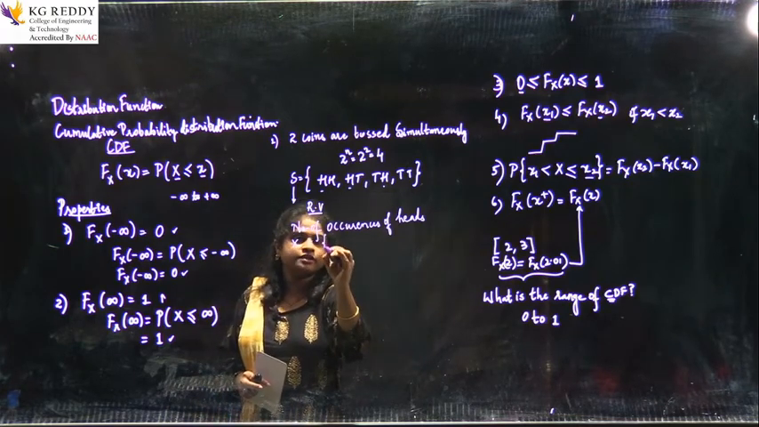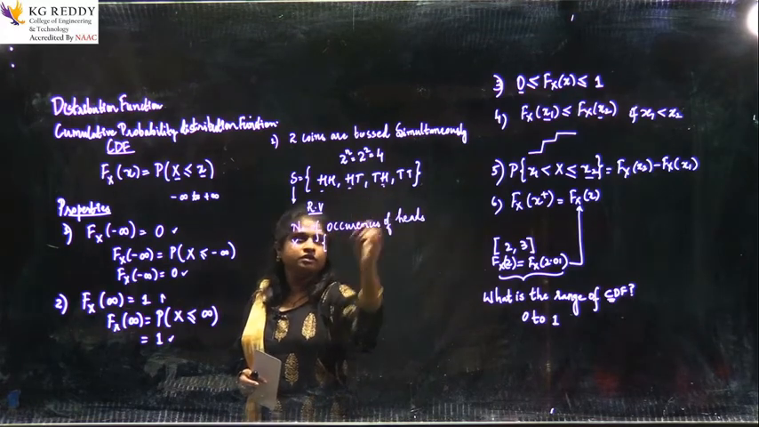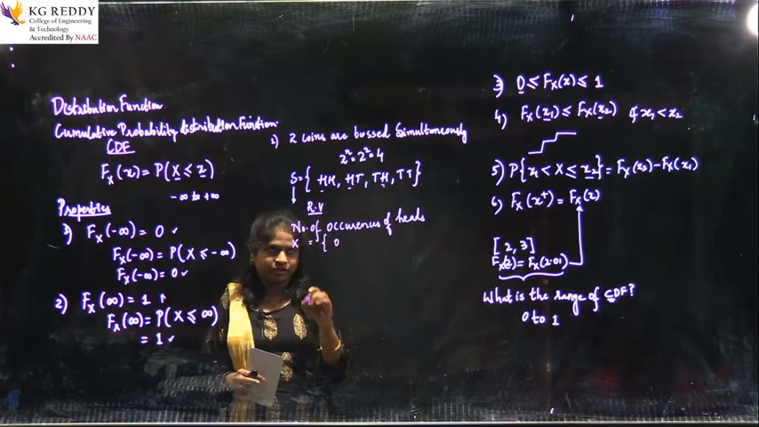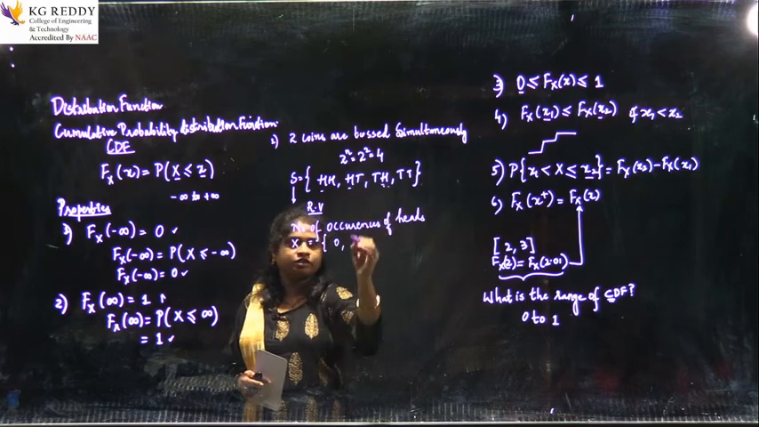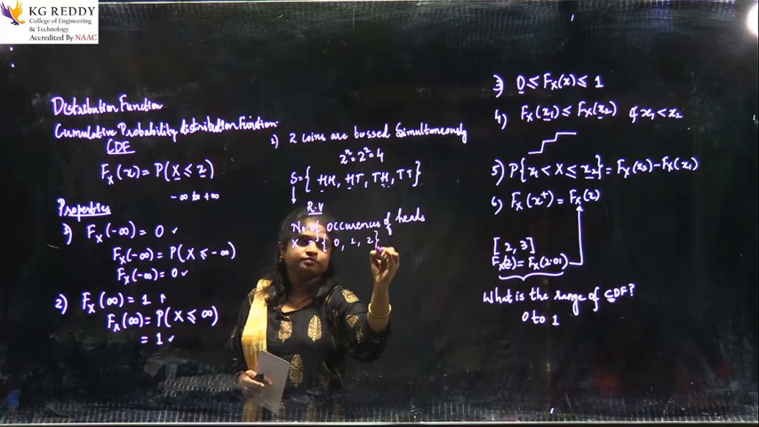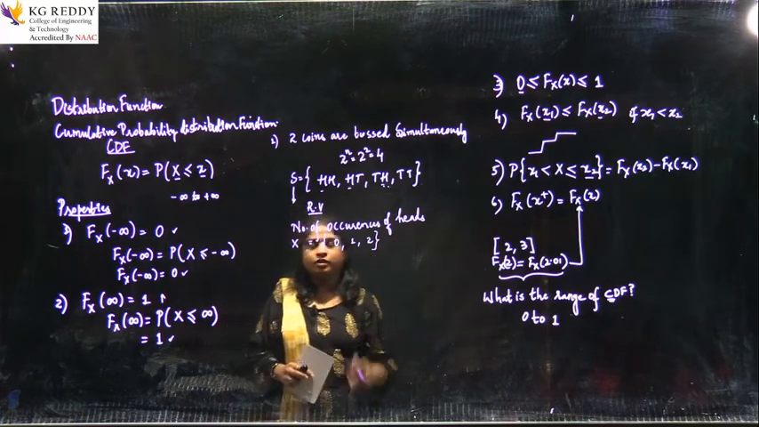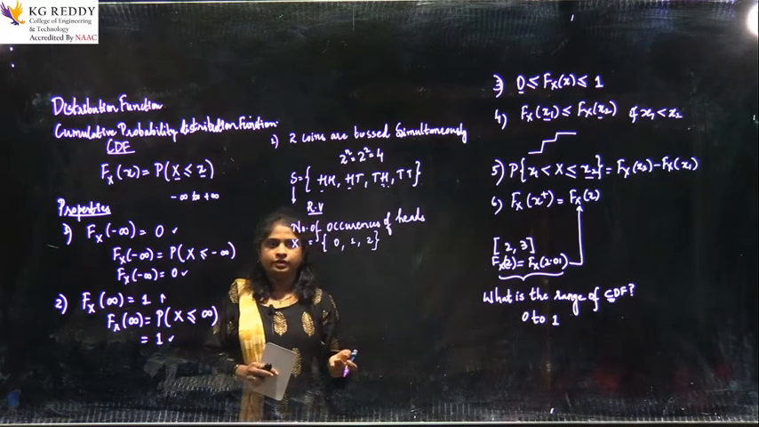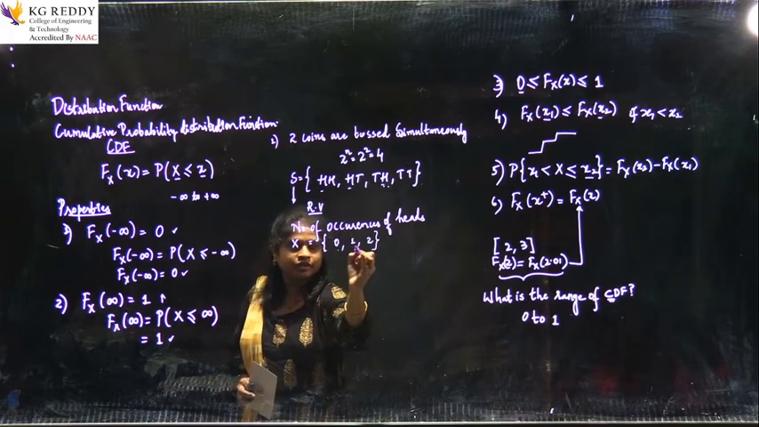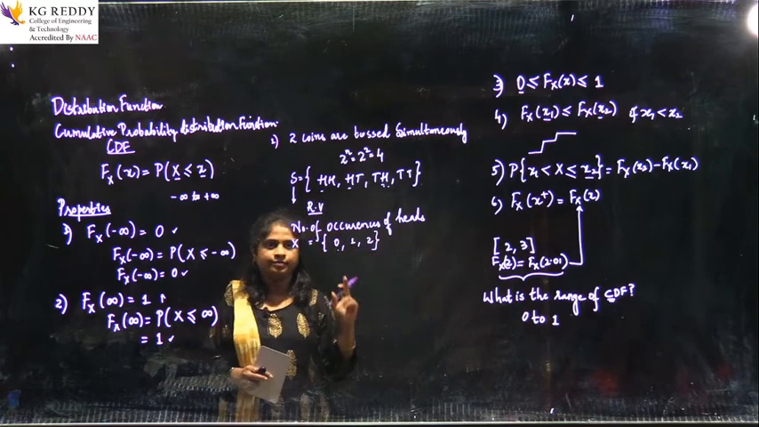So, number of occurrences of heads here, how many? 1 head is possible or 0 heads is also possible. That is why I will be writing one value as 0 and 1 head is possible. So, 1 and 2 heads is also possible, right. Like this I am just defining the random variable. So, what kind of random variable is this? It is nothing but a discrete random variable, because discrete, countable values are there, that is why it is called a discrete random variable.